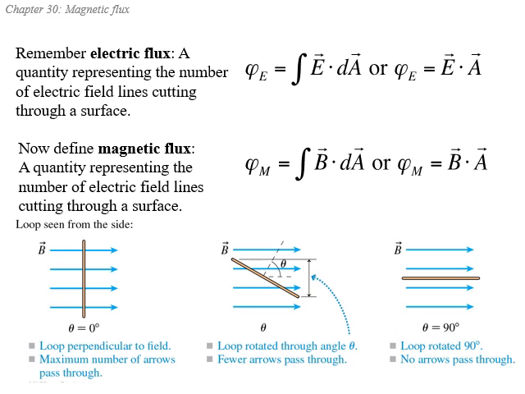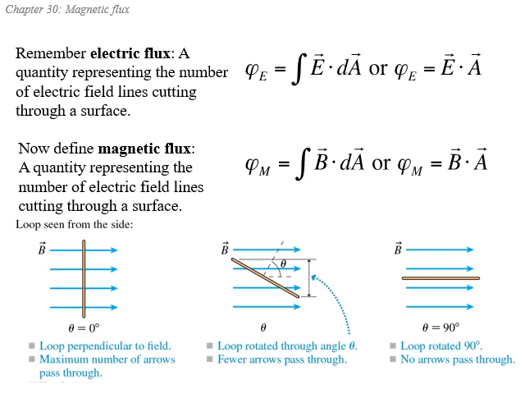As a very quick refresher, electric flux has the symbol phi with a subscript E. It's the integral of E dot dA. If your area is constant and your electric field is constant, then your electric flux boils down to E dot A. Electric flux is a quantity representing how many electric field lines cut through a surface. It can be positive or negative, but be careful not to assume that it has a direction.